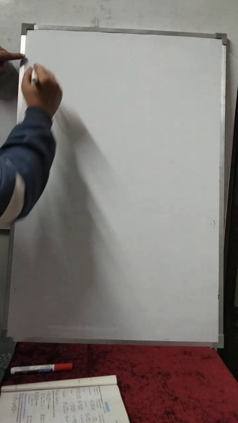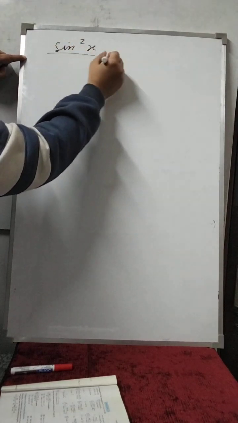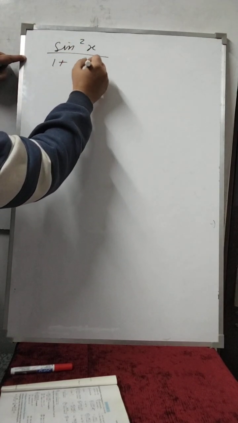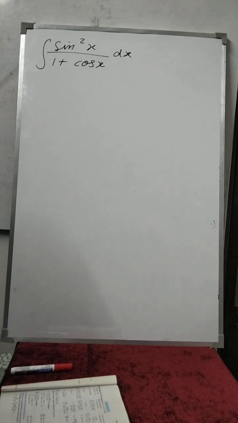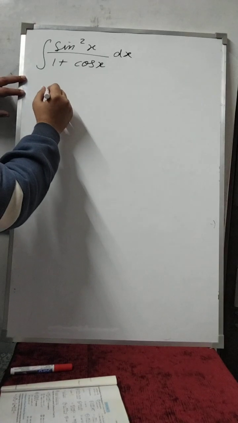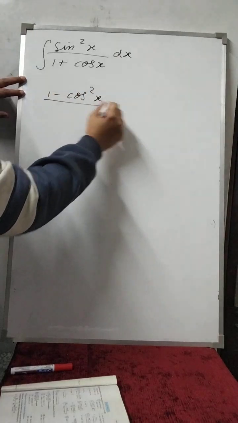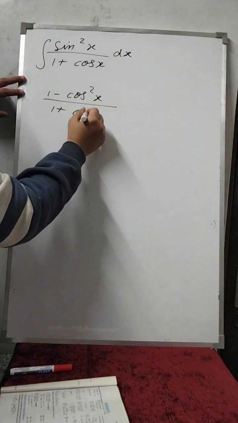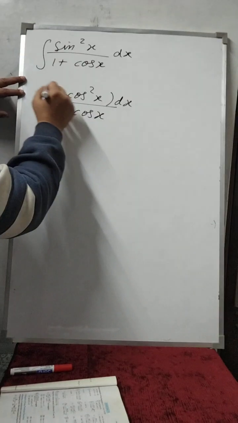Sine square x divided by 1 plus cos x dx. I have to integrate this. So any idea how we will solve this question? What will be the first step? I can write sine square x as 1 minus cos square x divided by 1 plus cos x. Am I right? I can write it like this.